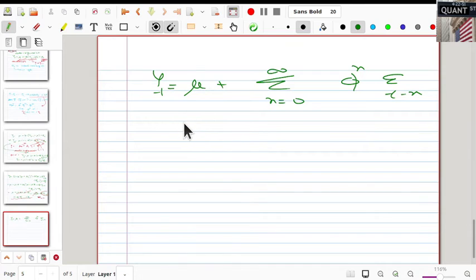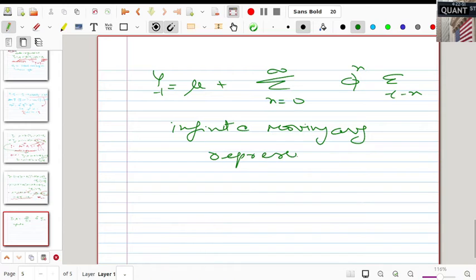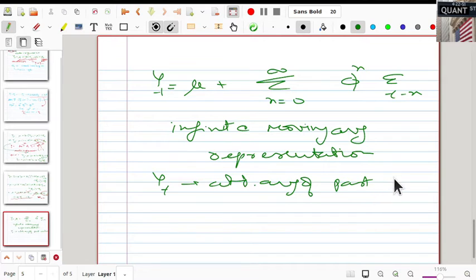This is also called the infinite moving average representation, and we can say that yt is a weighted average of past noise. And so it seems that we are approaching some kind of a parsimonious model with this.